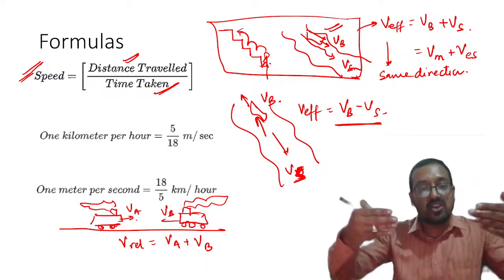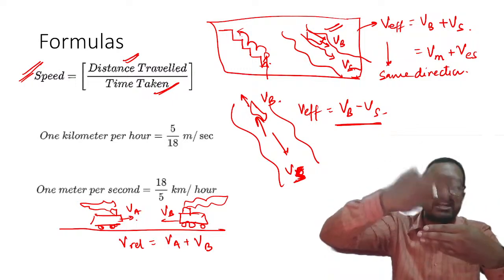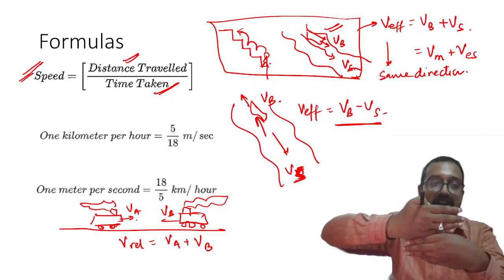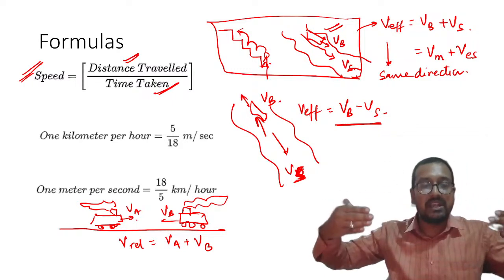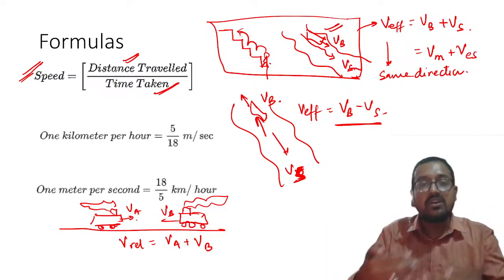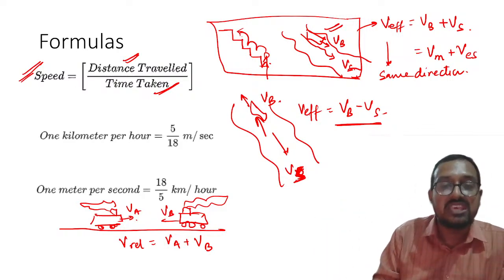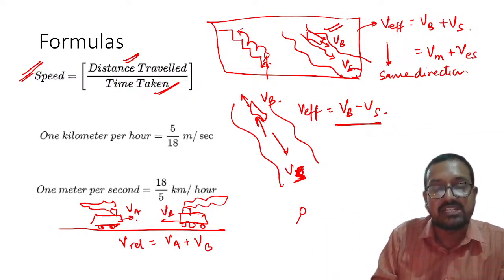Because both of them are not riding upon each other. One train is not running on another train, right? They both are independently running on the ground. Understood? Same way, police and thief, if both of them are running in the same direction, right?